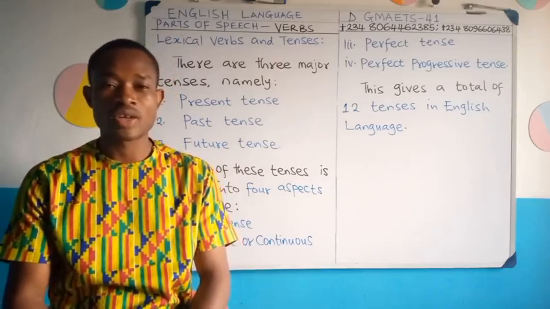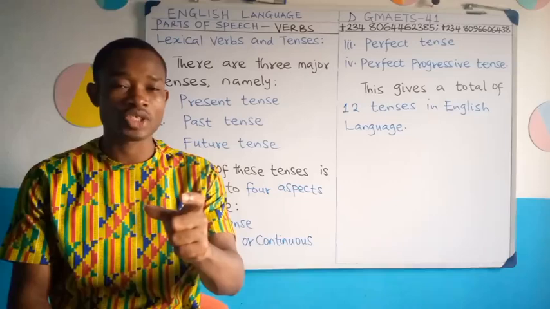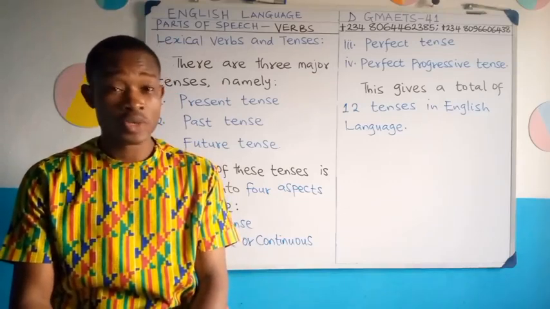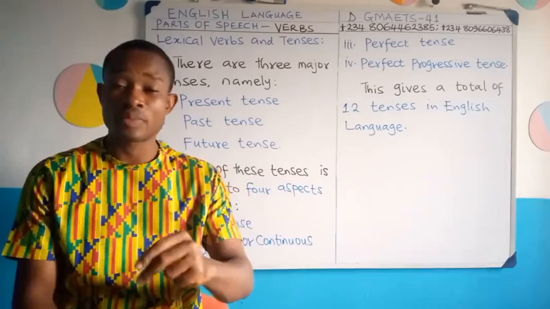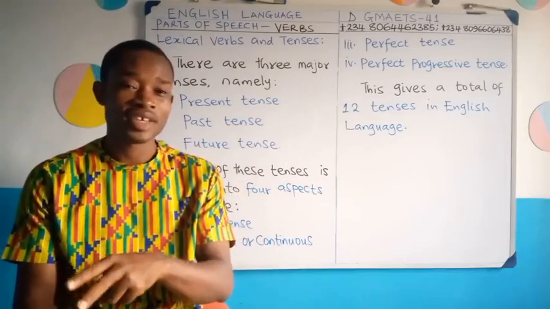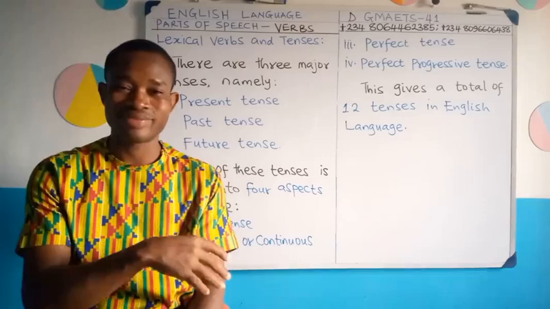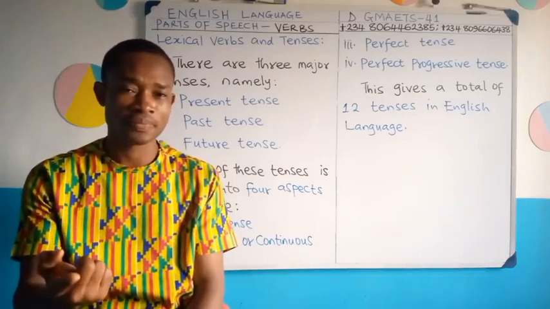You would recall that in our previous class, we introduced this part of speech known as verb. You would remember that I explained that there are two classes of verbs: one, the lexical verb, and the other, the auxiliary verb. The auxiliary verb has two types on its own: the primary auxiliary verb and the modal auxiliary verb.